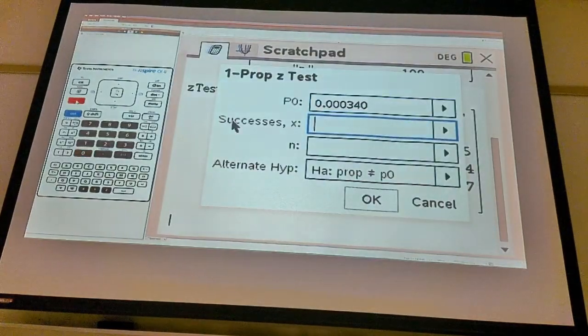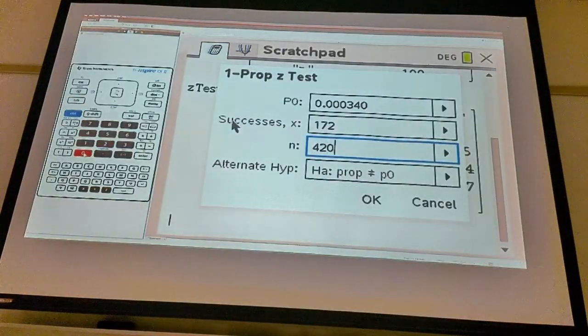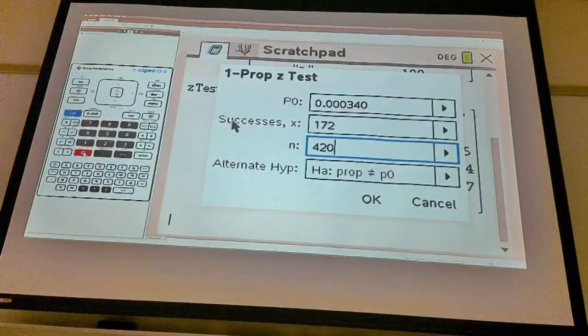How many successes? So remember, in this case, success would be developing brain cancer. What was it? 172. Out of how many trials? You try. 42019.